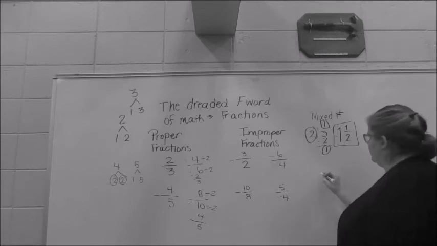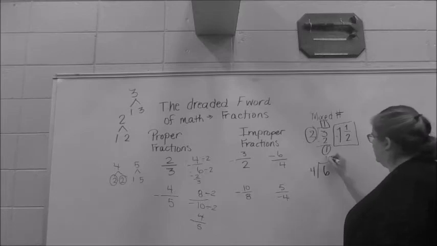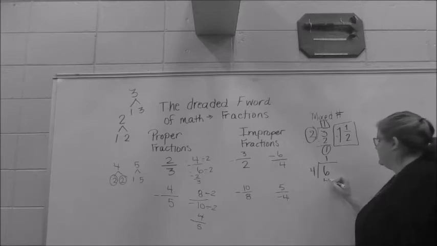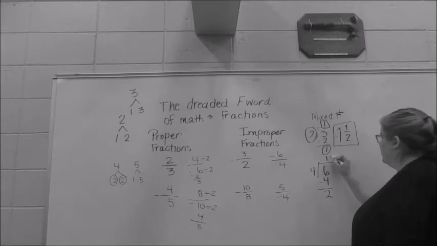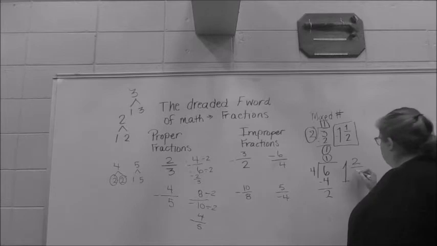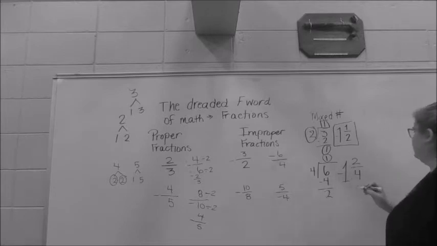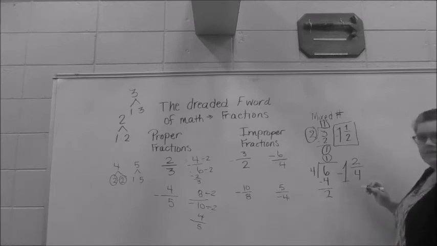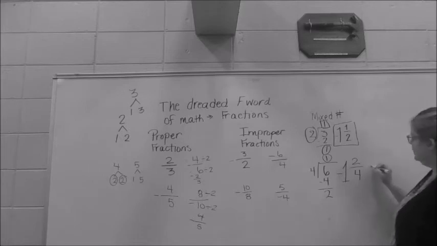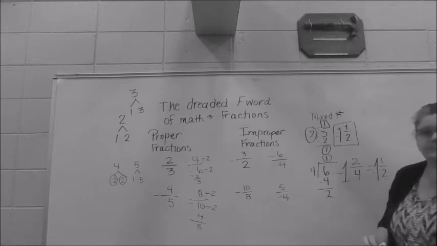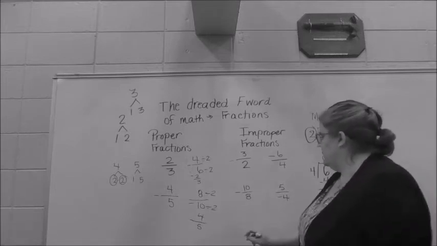-6 over positive 4. I'm just going to ignore the negatives for a second. 4 goes into 6 one time. And then I'm going to subtract and get 2. So again, whole number, numerator, denominator. It was negative, so I'm going to make sure I bring my negative over. Both of these are even numbers, so that's a great indication that it can be simplified. So it does simplify to equal -1 1/2 again.